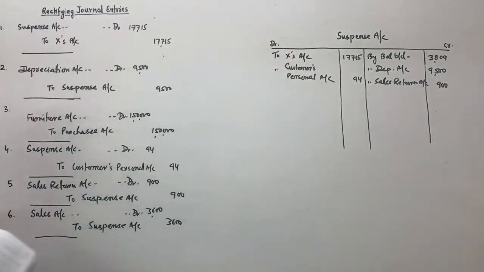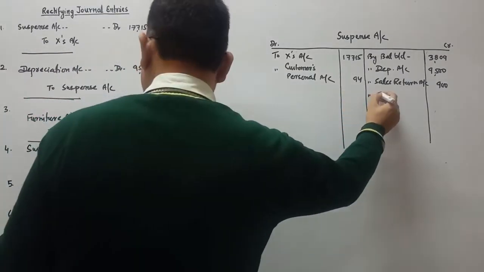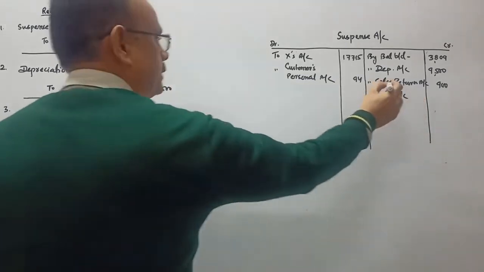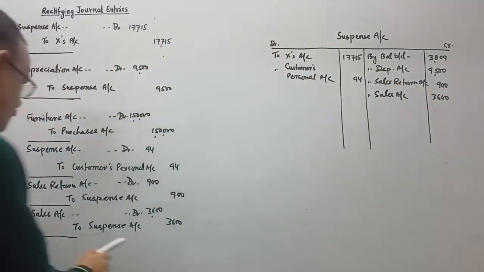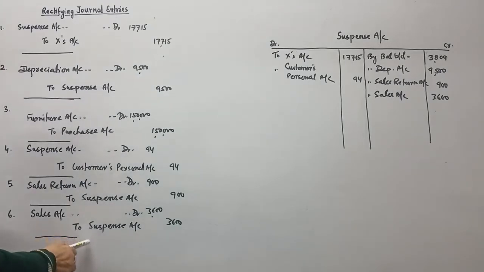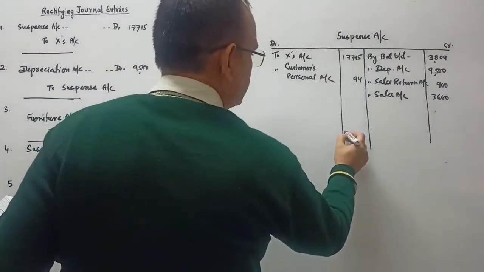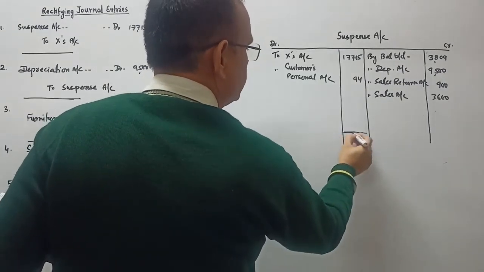Now coming to the next, sales to suspense account. Suspense is on credit. So this side you write by sales account, 3,600. This one, sales to suspense. So credit side suspense account, by sales account 3,600. Now we will do the total and see whether the trial balance is matched or still there is a difference.